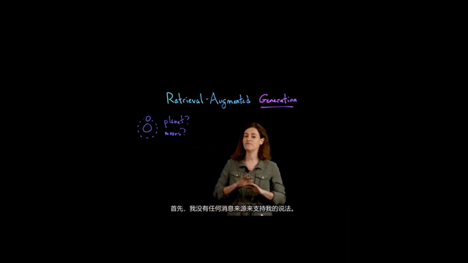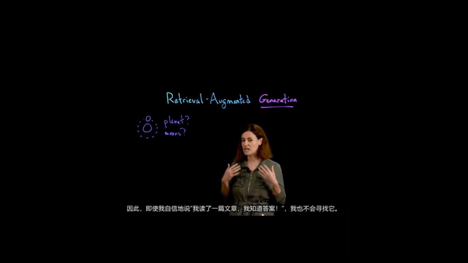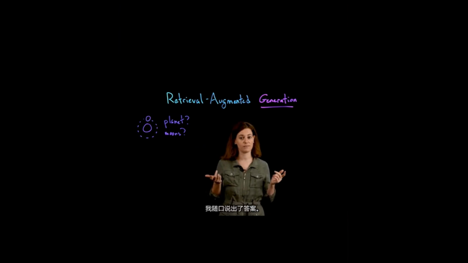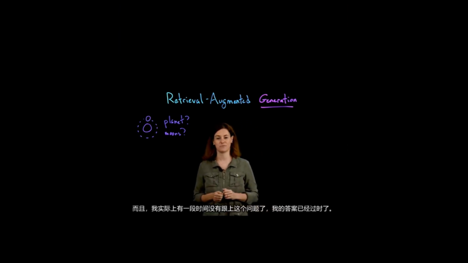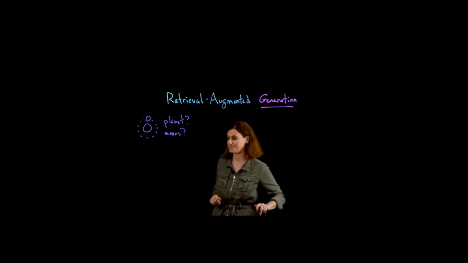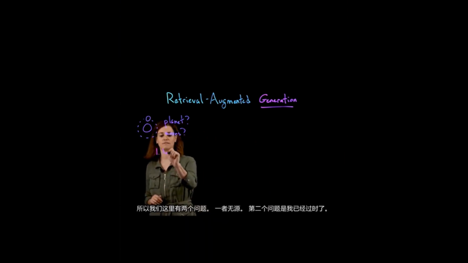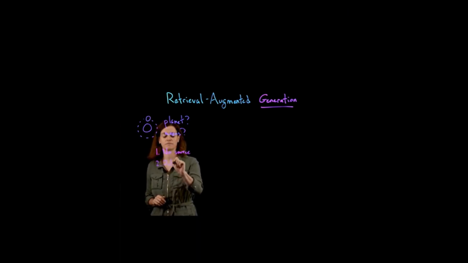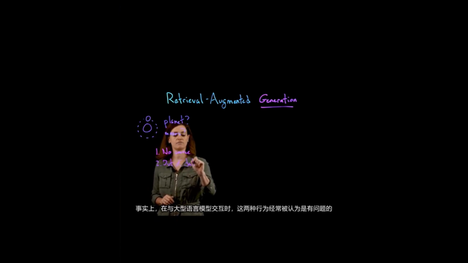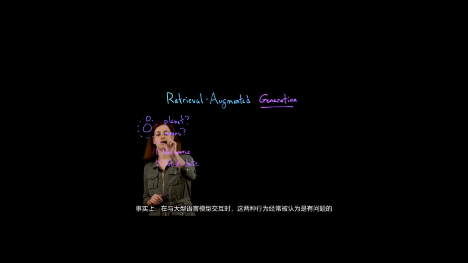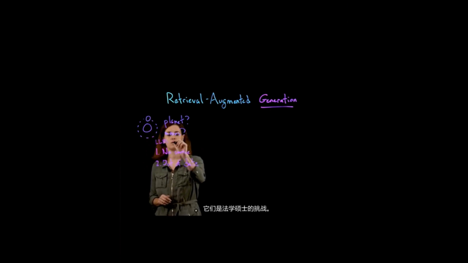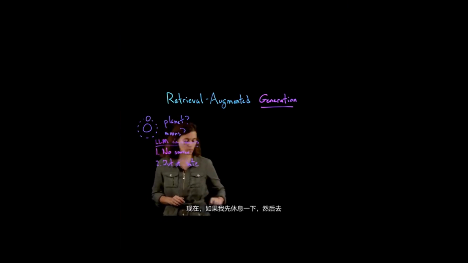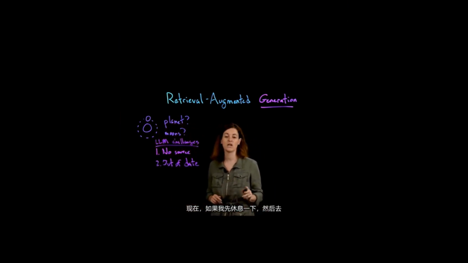First of all, I have no source to support what I'm saying. So even though I confidently said, I read an article, I know the answer, I'm not sourcing it. I'm giving the answer off the top of my head. And also, I actually haven't kept up with this for a while, and my answer is out of date. So we have two problems here. One is no source. And the second problem is that I am out of date. And these, in fact, are two behaviors that are often observed as problematic when interacting with large language models. They are LLM challenges.